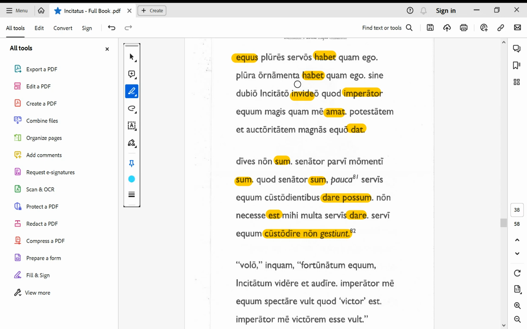So I'm going to switch to blue for our direct objects, things receiving the action. So we know the horse has, see, plures servos. Well, we see the OS and the ES, those are accusative plural endings. So he has plures servos. And then we see that quam ego, which we were using pink for earlier, because that means than I. Okay. So this first sentence comes out to be, the horse has more servants than I do.